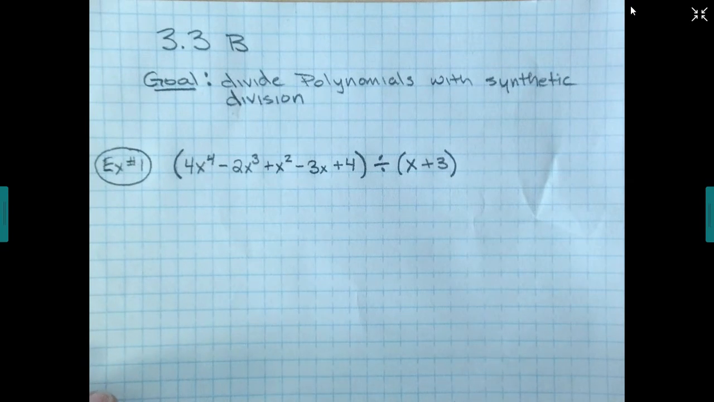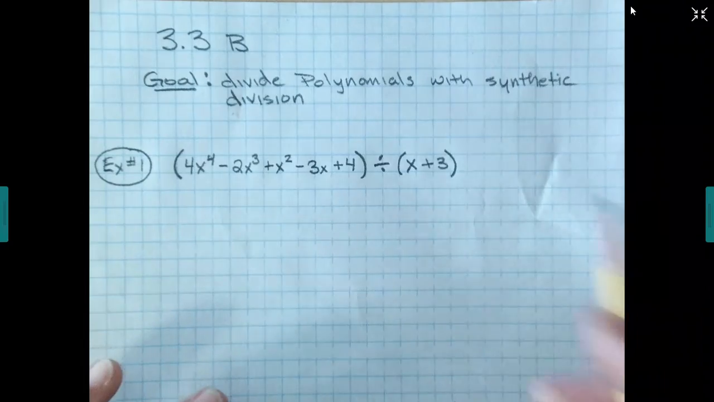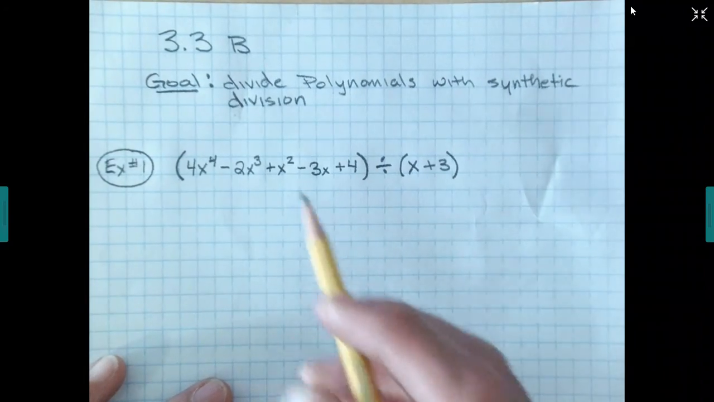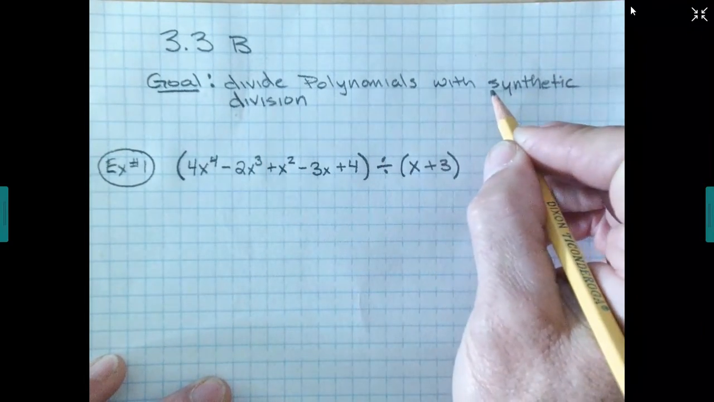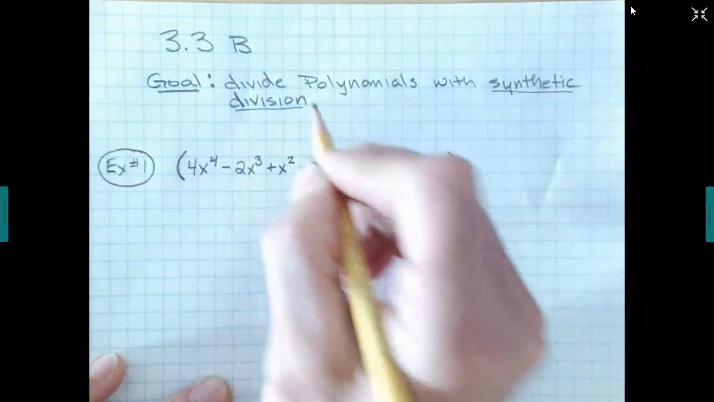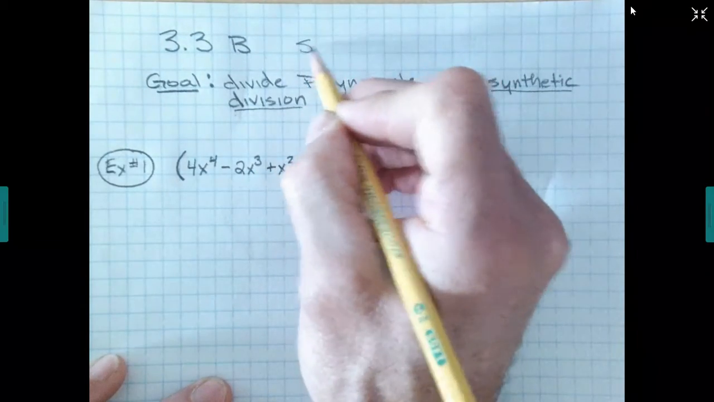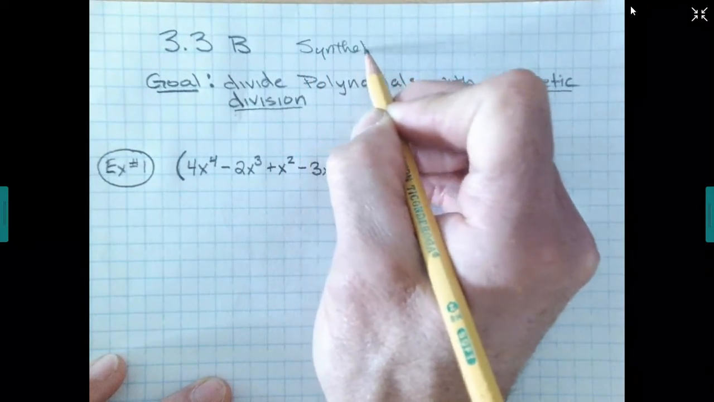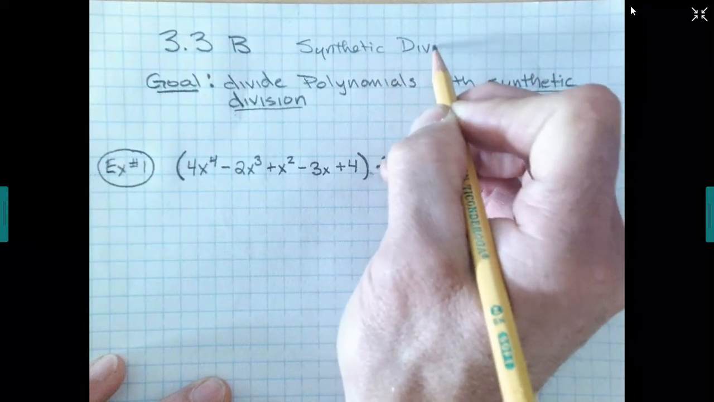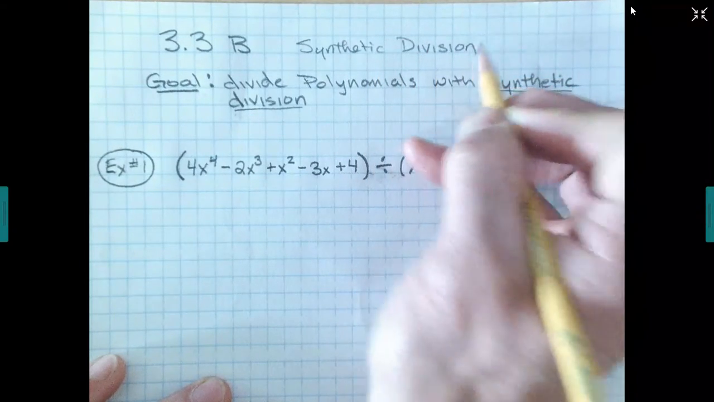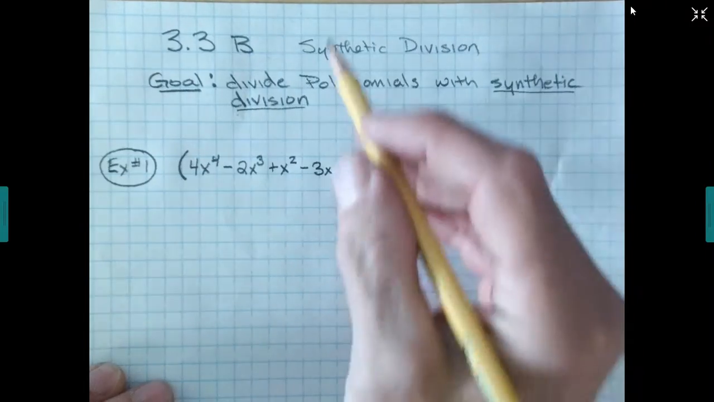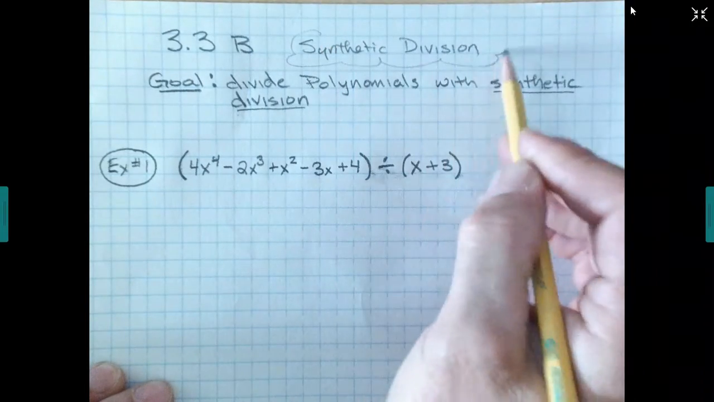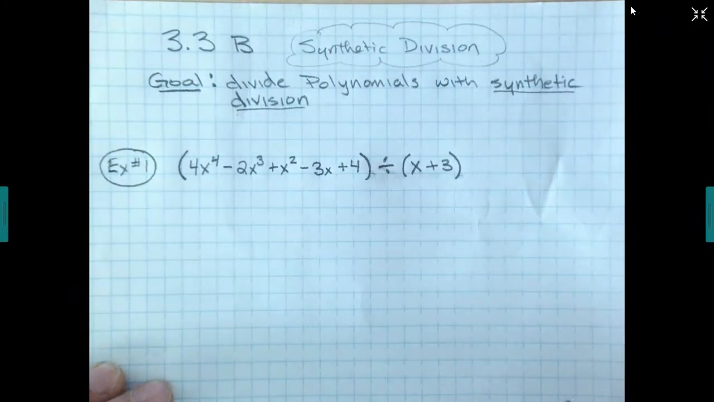All right, students, today we are going to be doing 3.3b. We're going to be dividing polynomials with synthetic division. So today is synthetic division. Yesterday we divided polynomials with long division. Today we're going to divide polynomials with synthetic division.